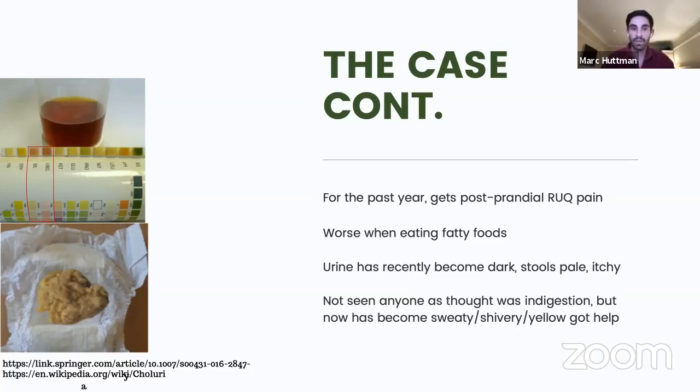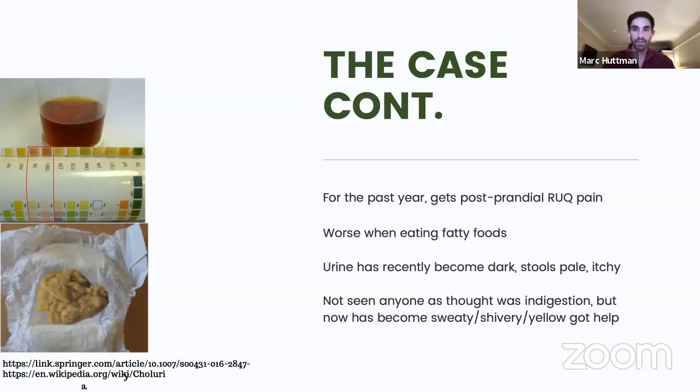She's not seen anyone about it over the last year when you ask, because she just thought it was indigestion because she only gets it after meals. But now that she's become sweaty, shivery, and yellow, she's thought that she would go to get help. Okay, so keep having a think about what the different things it could be.